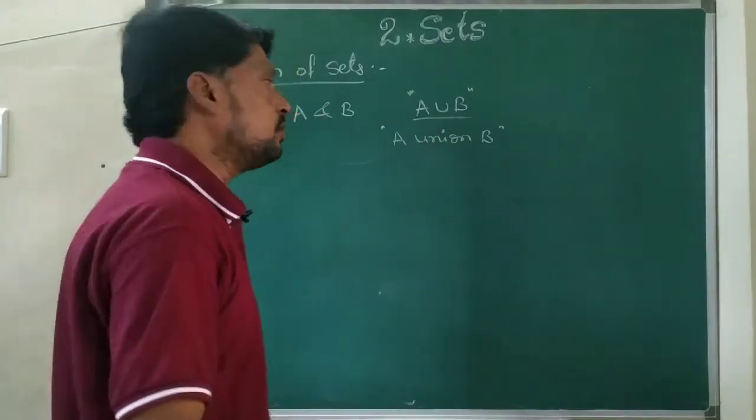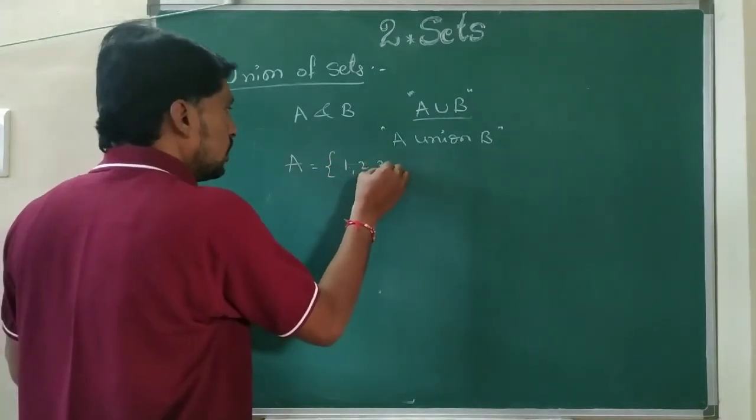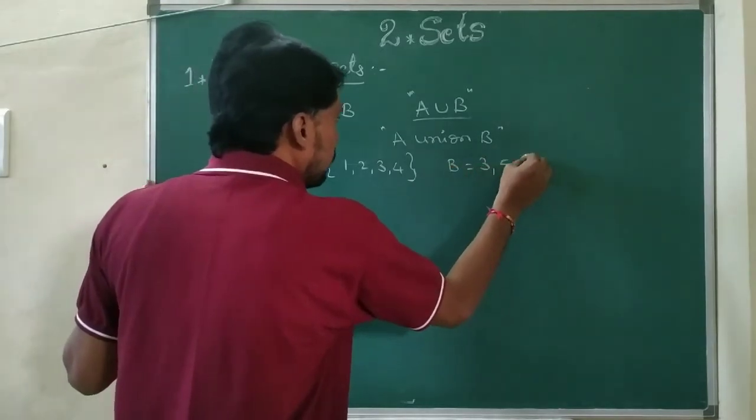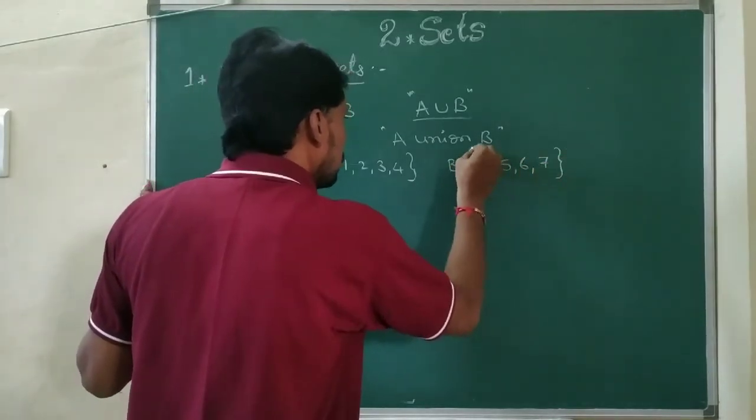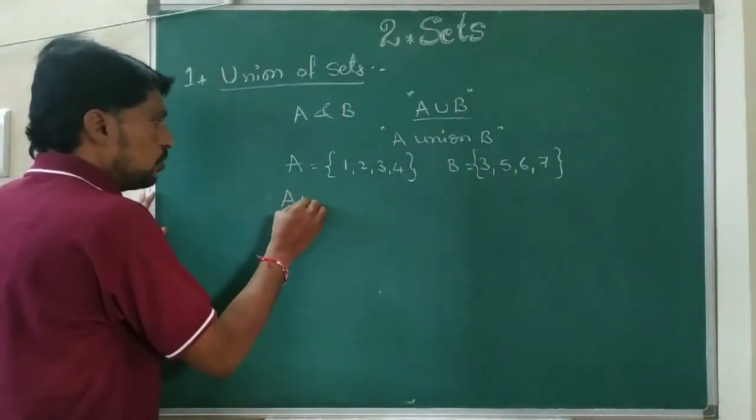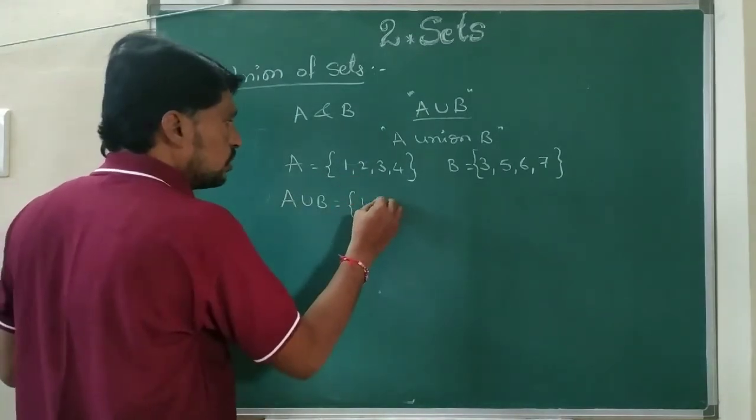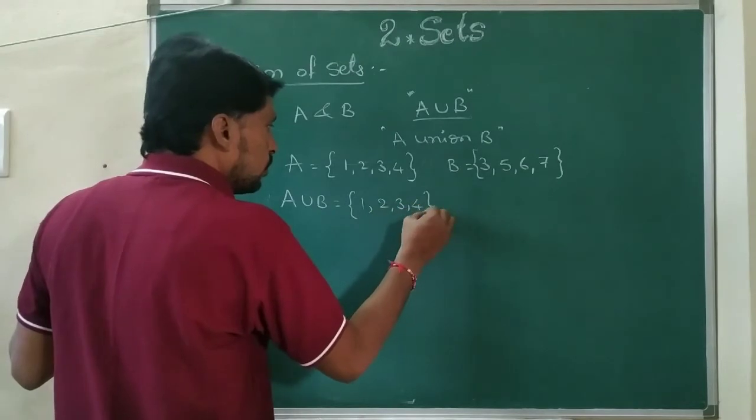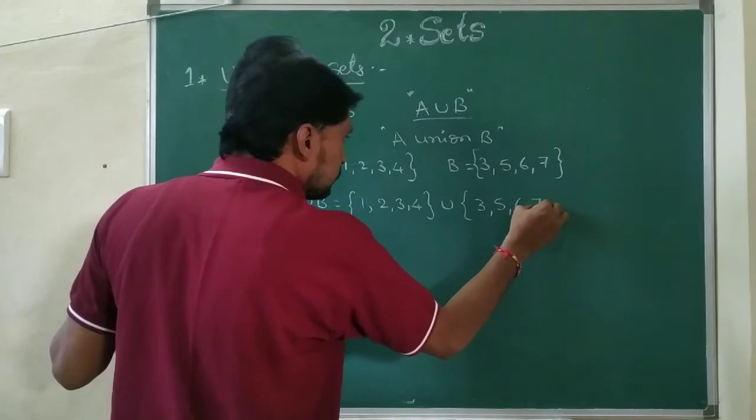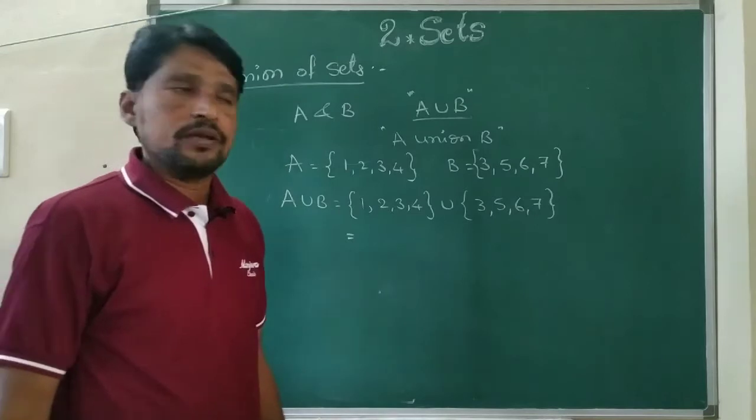Let us see one example. A equal 1, 2, 3, 4. B equal 3, 5, 6, 7. So what is the union of these two sets? A union B equal, A means first set 1, 2, 3, 4, union B means 3, 5, 6, 7. So we can find this A union B.